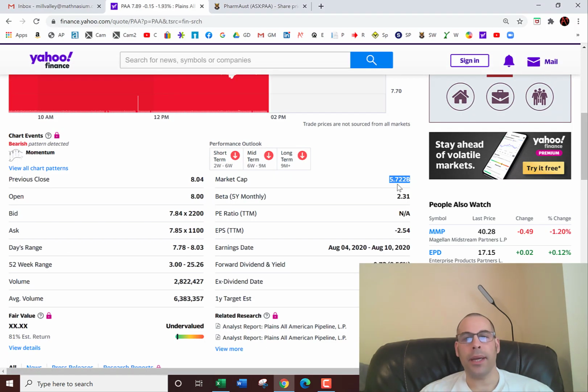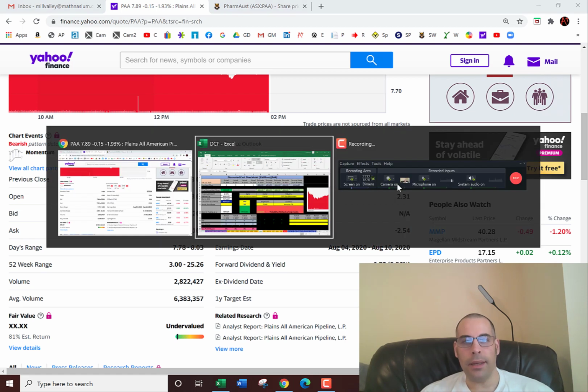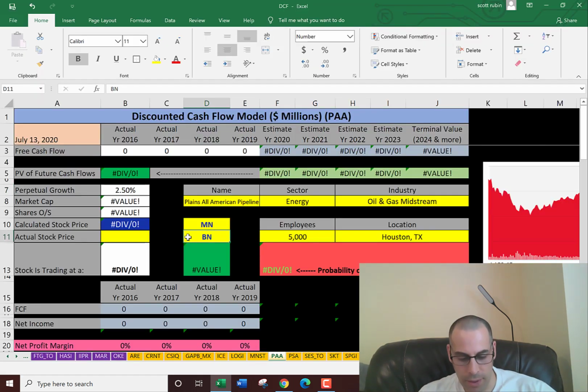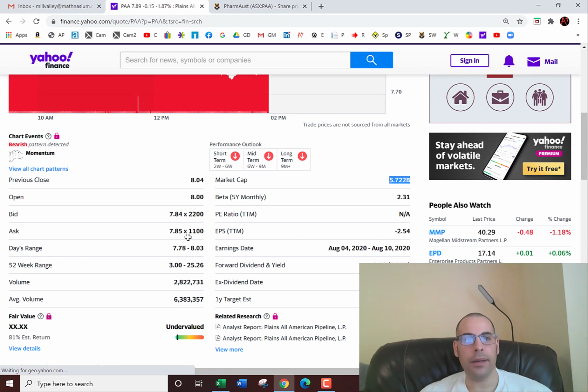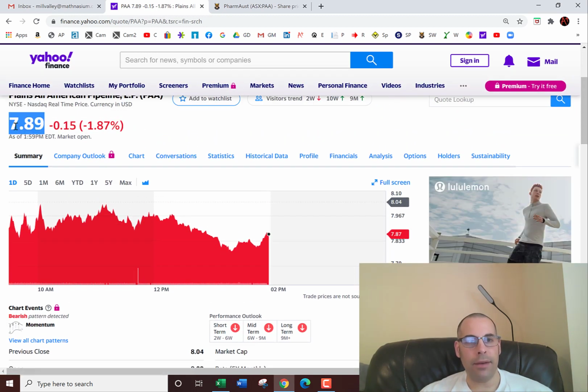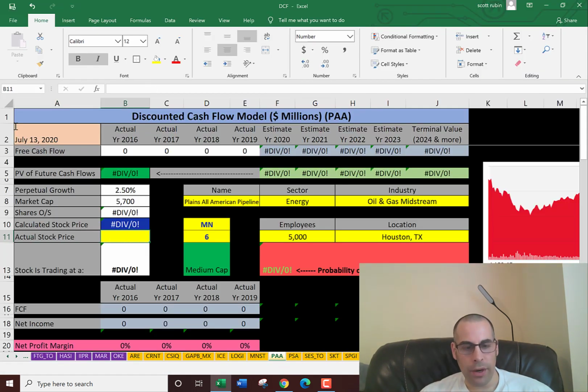This company has a market cap of $5.7 billion. So that's the value of the company according to the stock market. And they're trading at $7.89. So one share of stock is about $8.